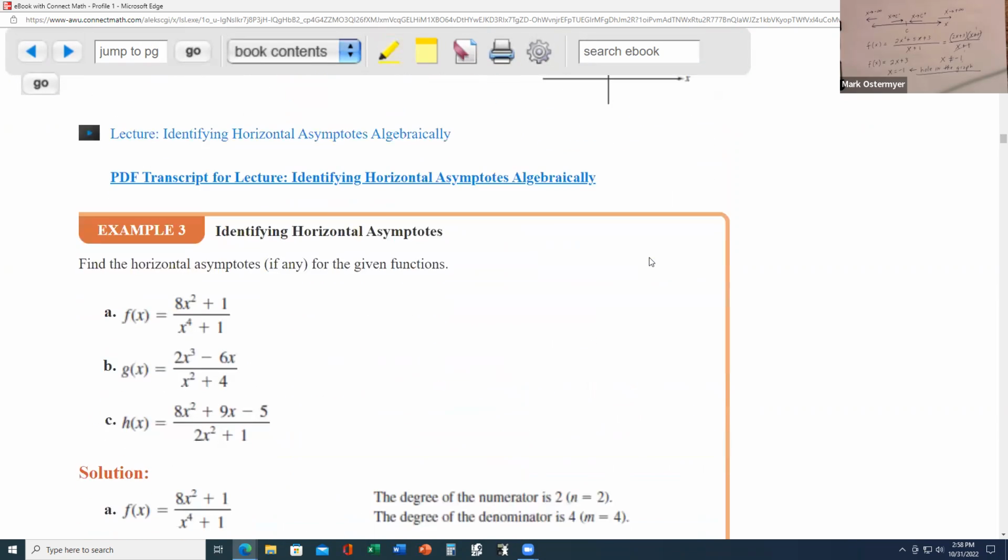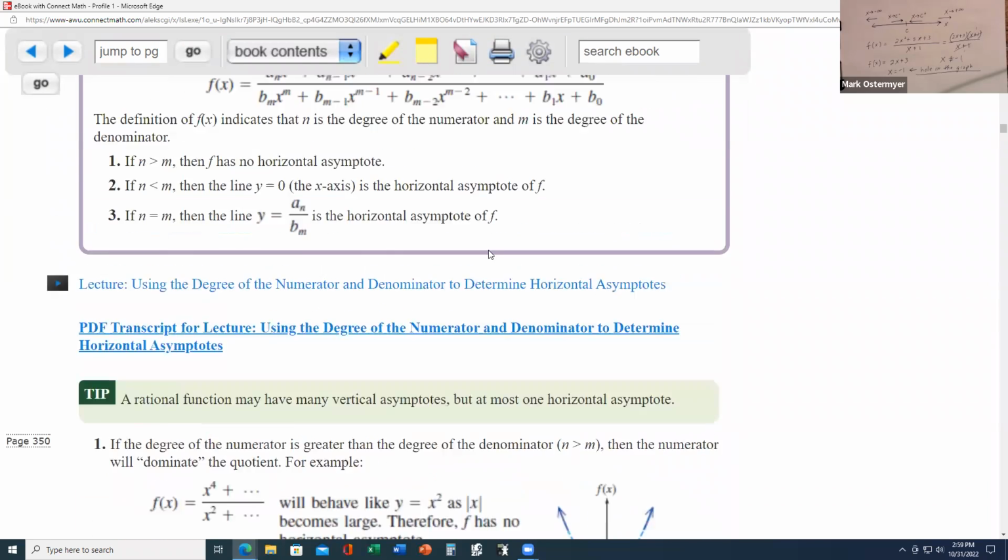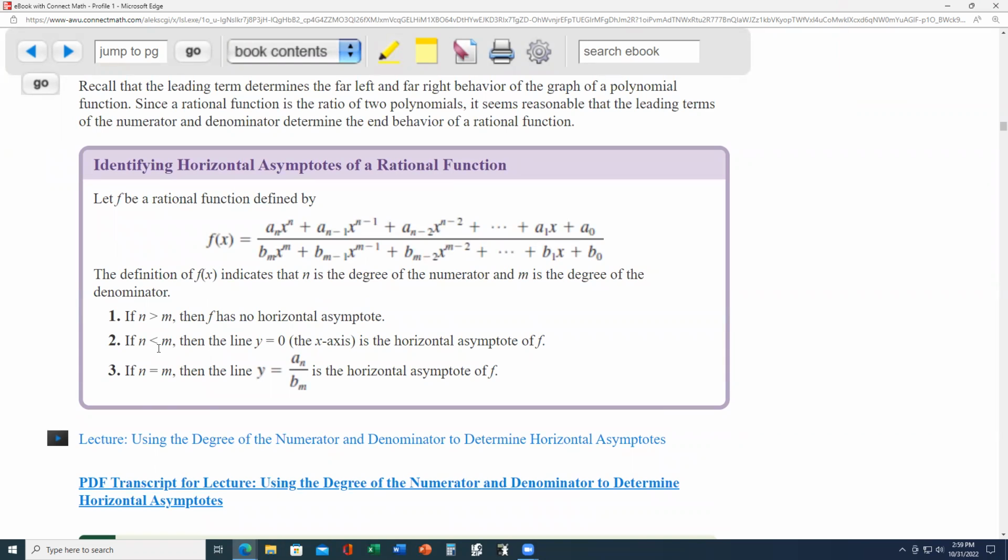All right, example 3. Ladies and gentlemen, let's take a look. This rational function in example 3, part A, would it have a horizontal asymptote? And if it does, what would be its equation? Where would it hang out? Notice the numerator is of degree 2 and the denominator is of degree 4. What was the case if the numerator degree was less than the denominator degree? Do we remember? y equals 0. The x-axis would be the horizontal asymptote.